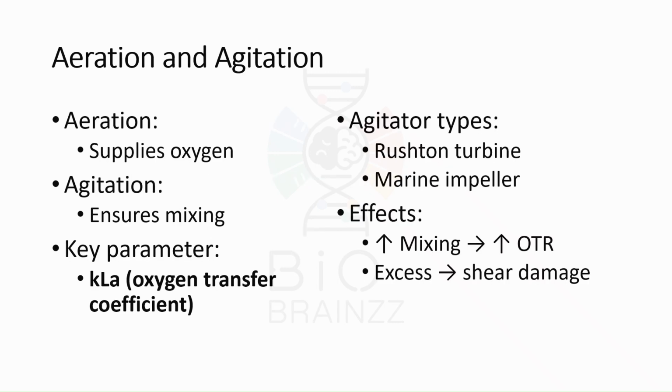Aeration supplies oxygen, and agitation helps in mixing the contents of the reactor. Increasing mixing improves oxygen transfer, but too much agitation can damage cells, so a proper balance is required.